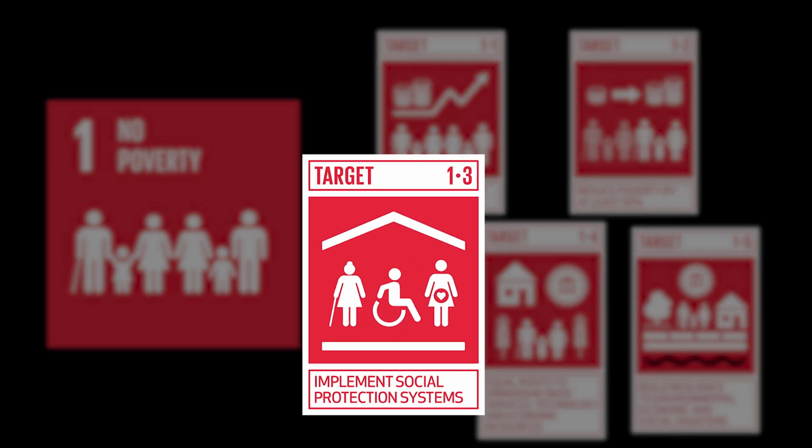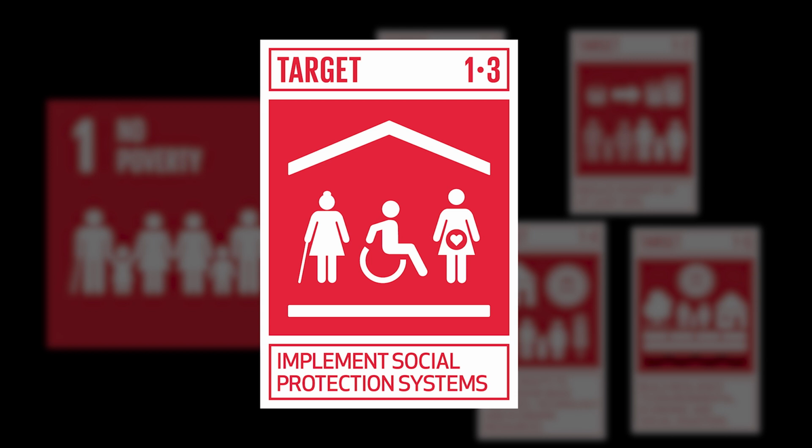The third target is to implement nationally appropriate social protection systems, meaning policies and programs to reduce poverty and vulnerability. Examples include reduced medical fees, subsidies for food, housing, and other services, as well as welfare and social services. Other examples are labor market interventions such as employment counseling and training for the unemployed, and retraining for workers in mass layoffs.